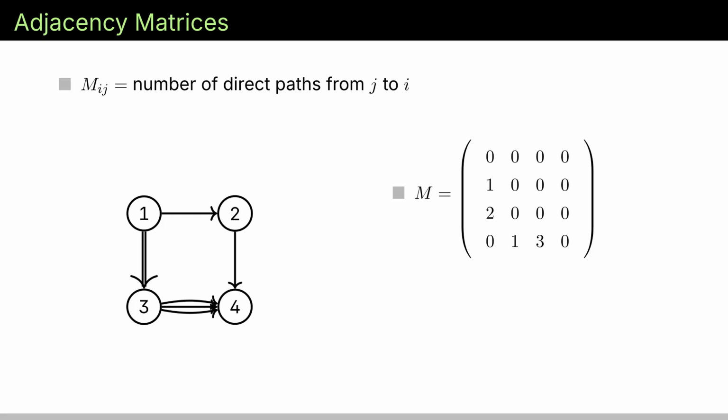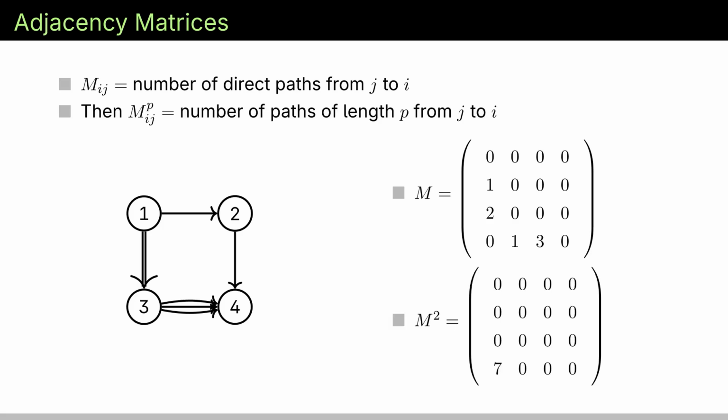Switching tracks, we can consider finite graphs as systems, where the vertices correspond to states and the directed and possibly multiple edges correspond to transitions. In this case, we represent these graphs in terms of their adjacency matrices, matrices M, whose ijth entry is the number of direct paths from j to i.